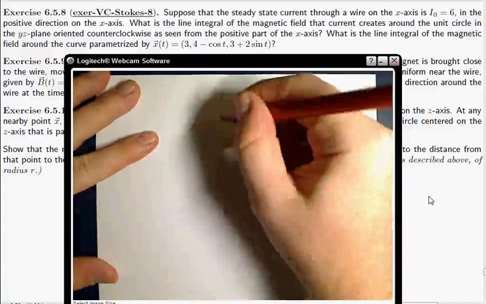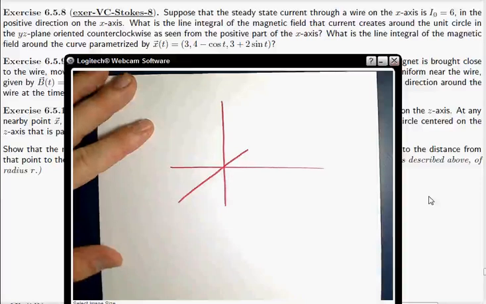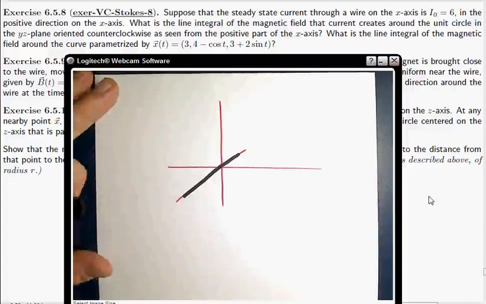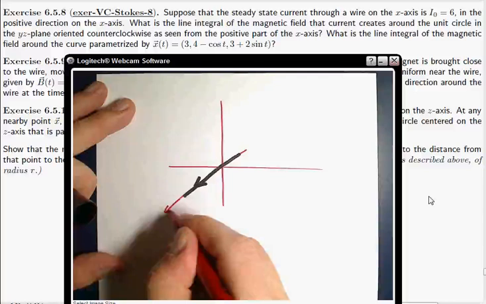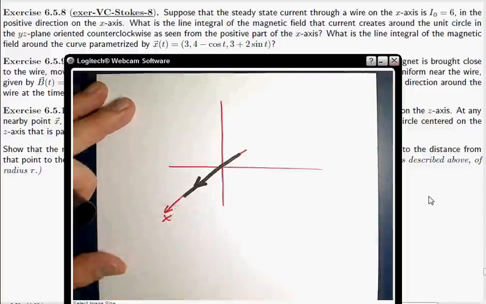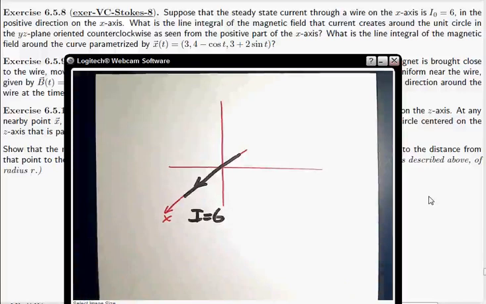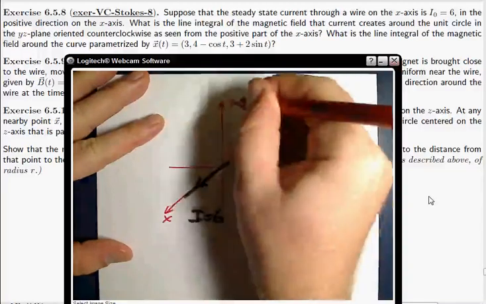So with a picture, the current is in the x-axis. So let me draw this. Here's our current, and it's going in the direction of the x-axis. And let's see, the current there is equal to 6. Okay. Now we want the line integral of the magnetic field around the unit circle in the YZ plane. Well, the unit circle in the YZ plane is, here's the YZ plane.